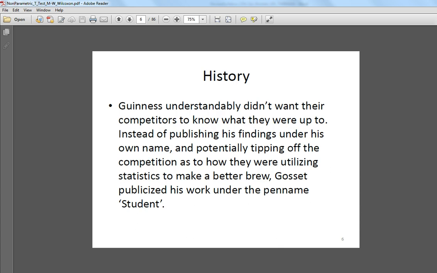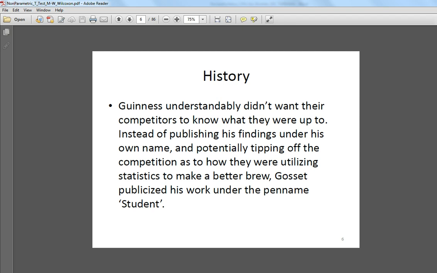Continuing on with this history, Guinness understandably didn't want the competitors to know that they are now doing scientific inquiry in making sure that the quality of their beer is maintained, and that they also know the exact ingredients for every beer were followed.